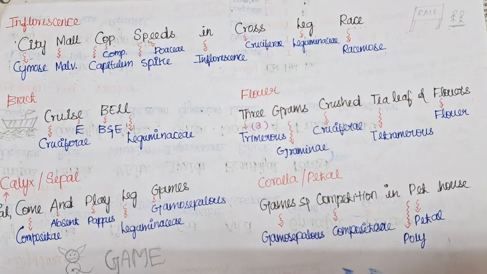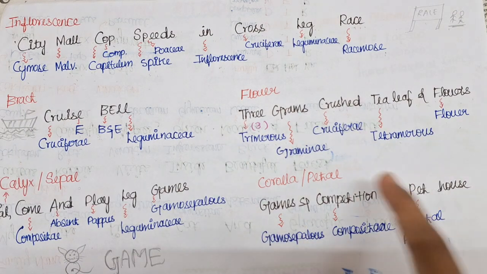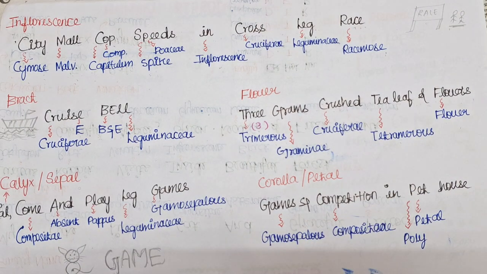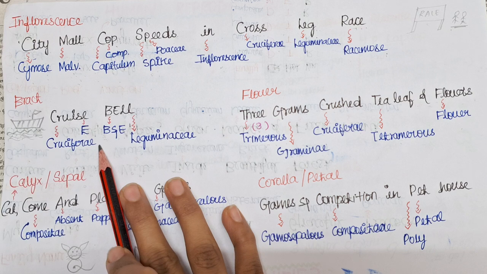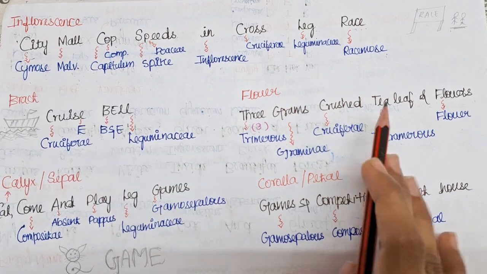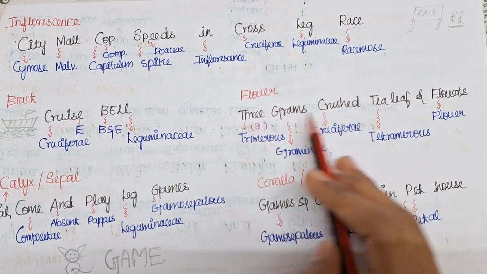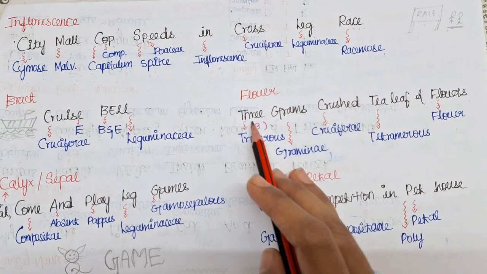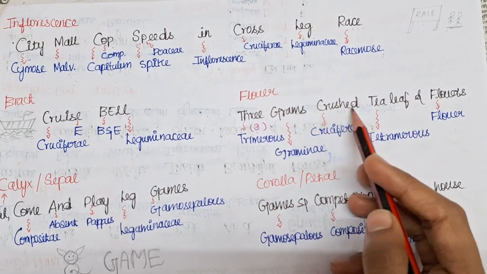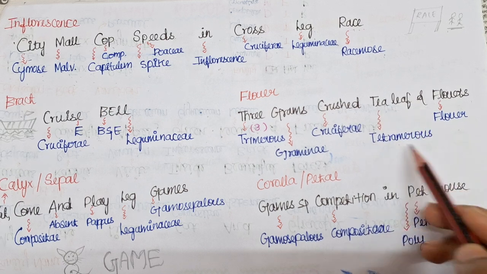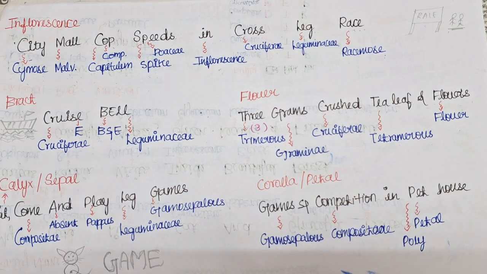So what is the remaining one? Pentamerous. So what are the families missing here? Those will fall under pentamerous. Easy. Comment the answer for this as well. I have asked you the question: what are the bracteate families and what are the pentamerous families. Okay. So 3 grams crushed tea leaves and flower. Trimerous, gram is for graminae, and crushed is for cruciferae. Tea leaves is for tetramerous, flower is for flower.